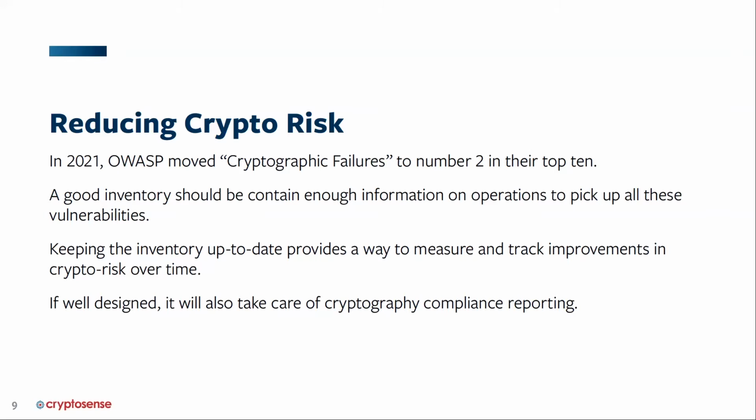A good inventory should be enough to allow you to check all of those things, right? So the inventory should be detailed enough to give you the details and operations that you can pick up all of those cases in the OWASP cryptographic failure category. And that's going to be a huge benefit immediately from the inventory. And if you keep that inventory up to date by automating that process, that gives you a way to measure and track improvements in your crypto risk.